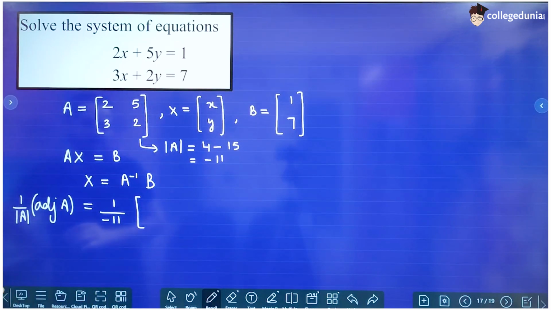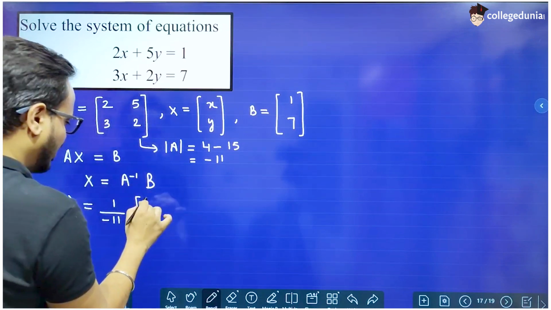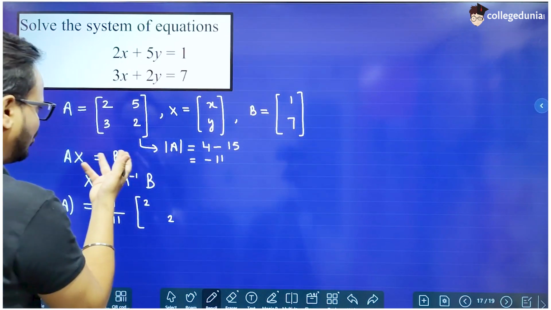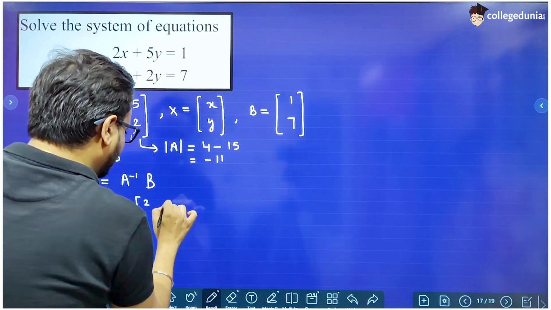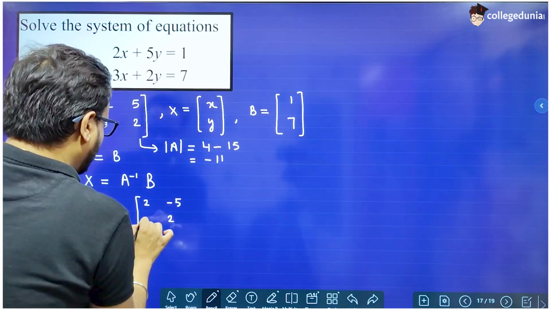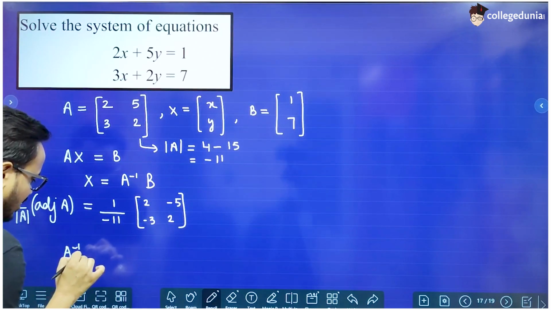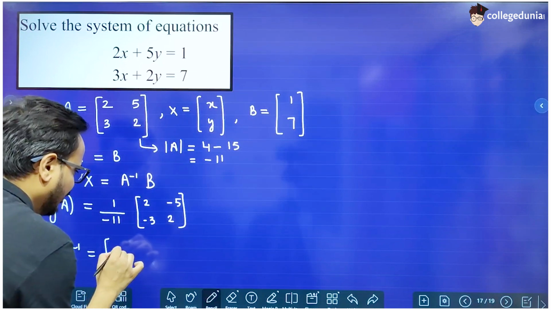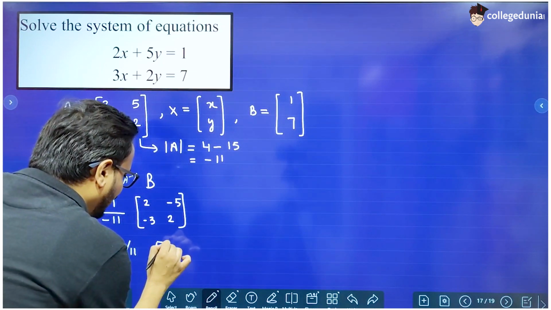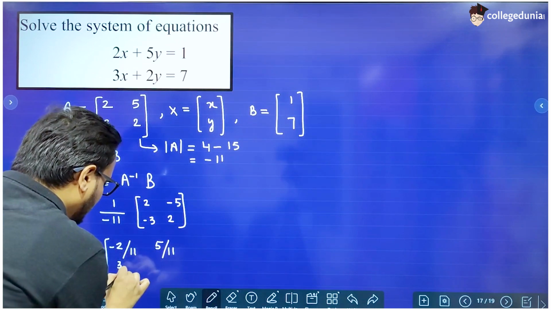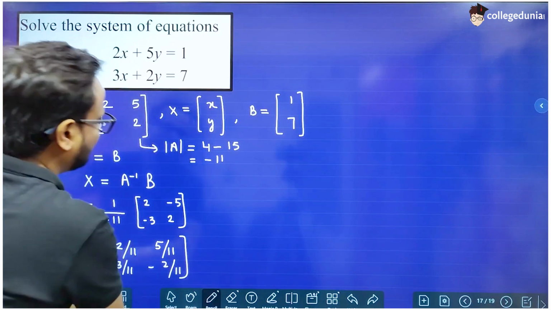What was it? Adjoint A. Let's find the adjoint A using the shortcut. Just make a switch between these two values. They are equal, so it will not matter. And change the signs of these two, minus 5 and minus 3. So the inverse of A is 2 by minus 11, 5 by 11, 3 by 11, minus 2 by 11.